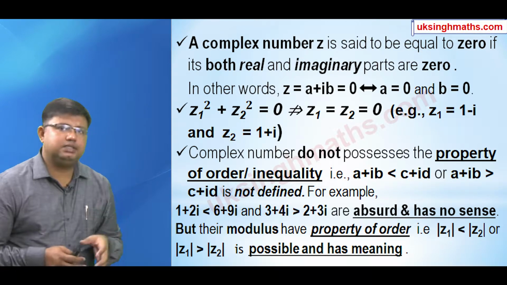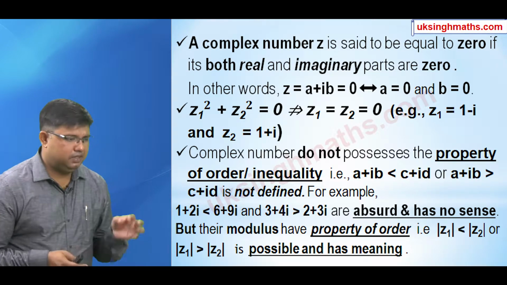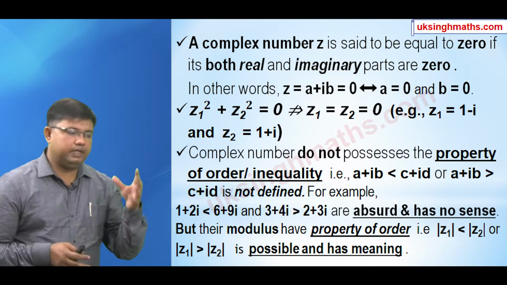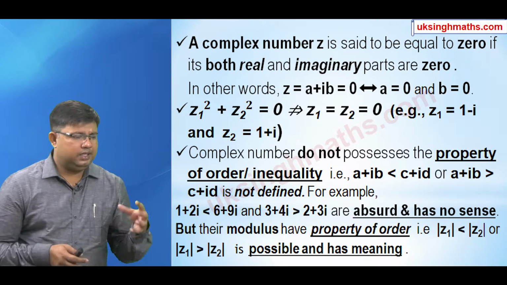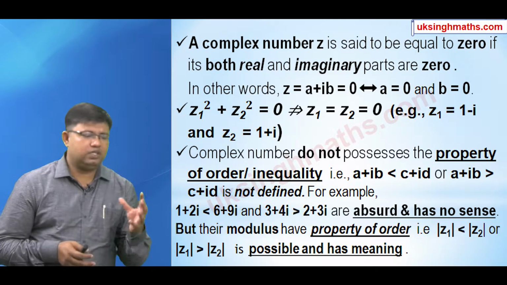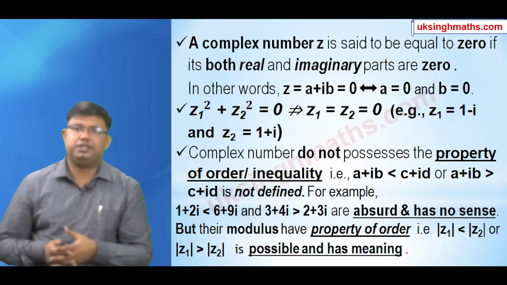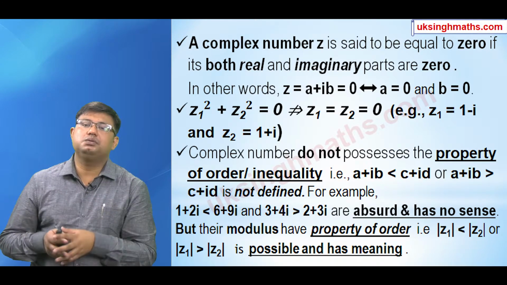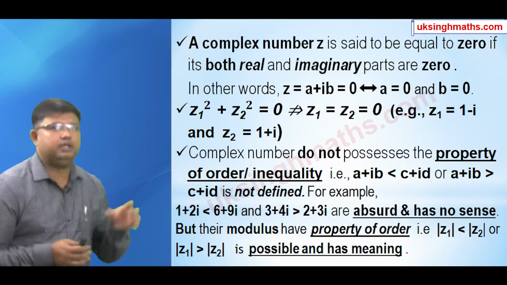Now let us understand this very important concept of complex numbers, that is, complex numbers do not possess the property of order or inequality. Whatever we have studied in real numbers, any real number can be expressed as greater than something or less than something. But in case of complex numbers, that does not hold good. Now let us understand why complex numbers do not possess the property of order.